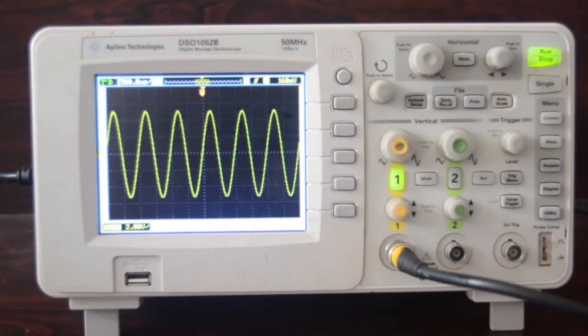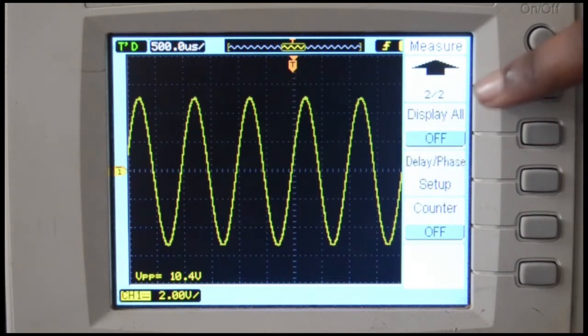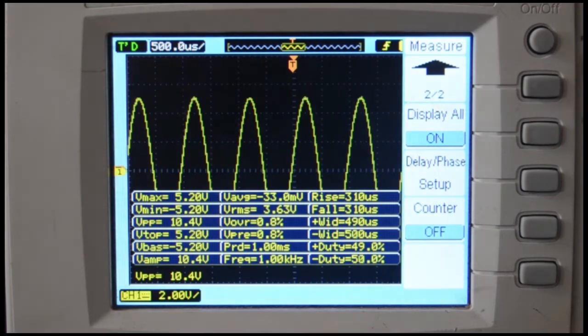Now we can measure various characteristics of the waveform by pressing on the measure button. We can measure the various characteristics of the waveform like voltage, time, frequency, etc. By pressing on this button followed by display on, you can obtain all the characteristics of the output waveform. As you can see the Vmax is 5.2, the frequency is 1 kHz and so on.